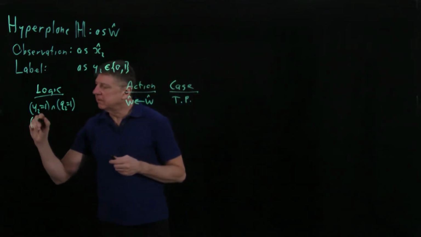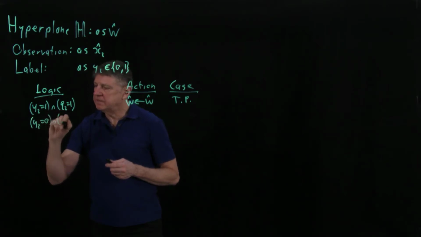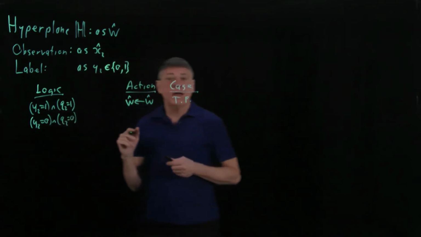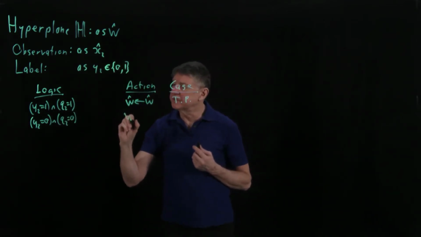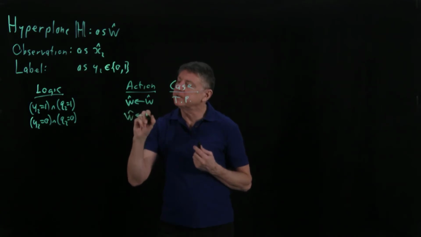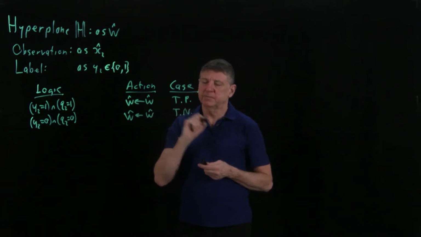Well, what about a true negative? That would look like our label of the data is 0, and our classification of the data is 0. And likewise, I wouldn't want to do anything to my estimate of the hyperplane because it seems to me that it's doing a perfectly fine job where it is. So that is a true negative.